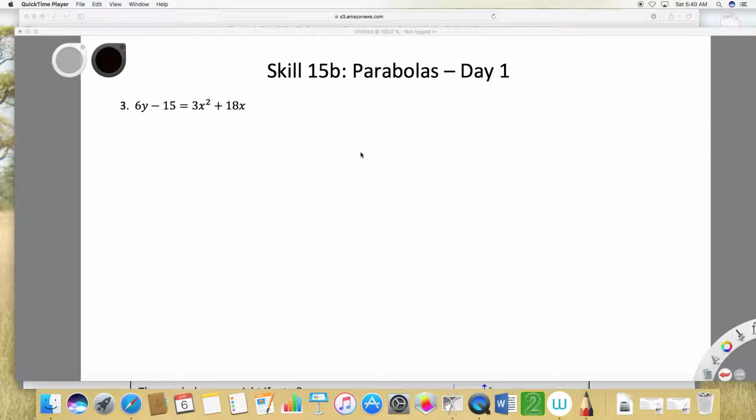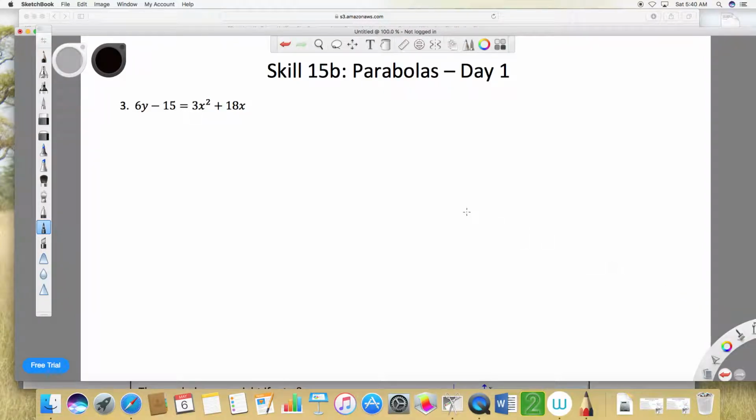All right, so let's take a look at this problem. We're still working with parabolas. I like to have the squared term on the left-hand side. That's just simply a preference. First thing that I notice, though, about all of these numbers is that they're all divisible by 3. So it'll make the problem easier if we divide everything by 3.